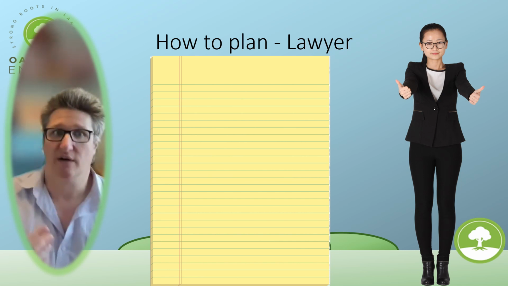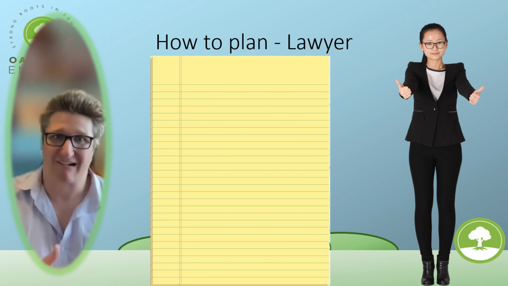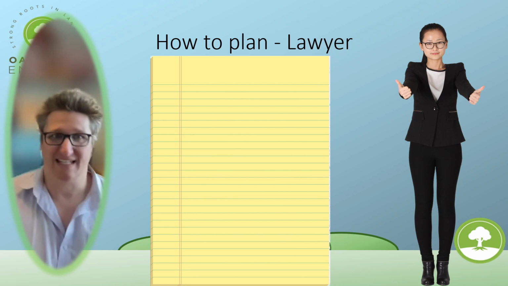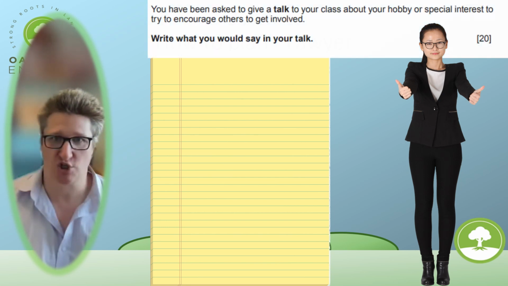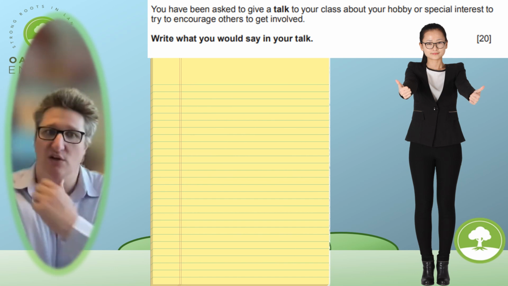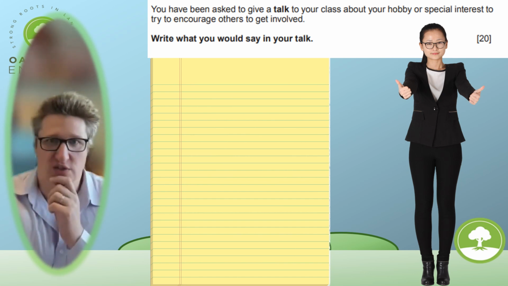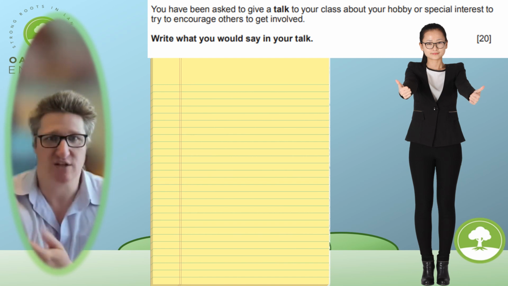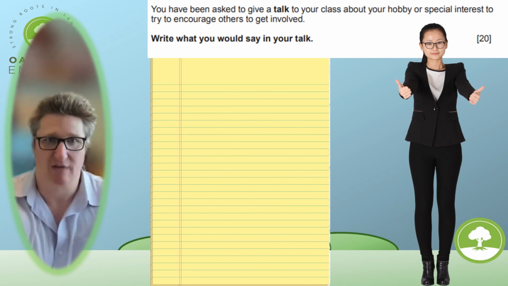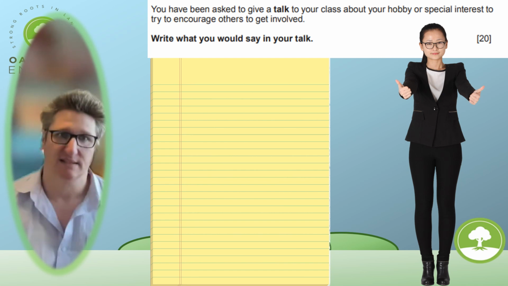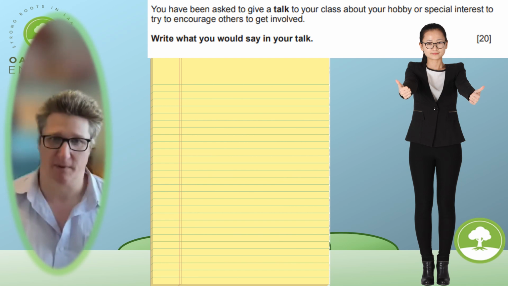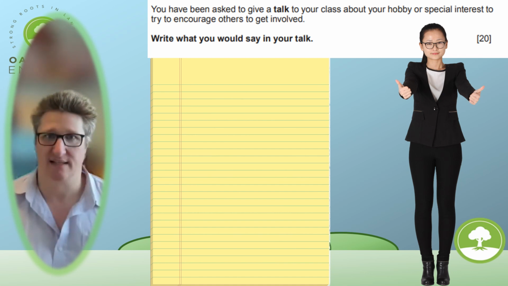To plan like a lawyer, we plan each paragraph and then subdivide it into individual sentences. Here's another GCSE question. You've been asked to give a talk to your class about your hobby or special interest to try to encourage others to get involved. Write what you would say in your talk. So this is a 20 marker from component 2 on the Edexcel exam.